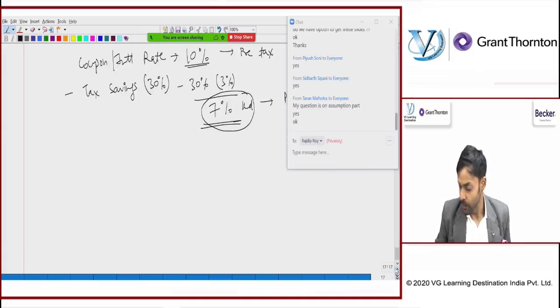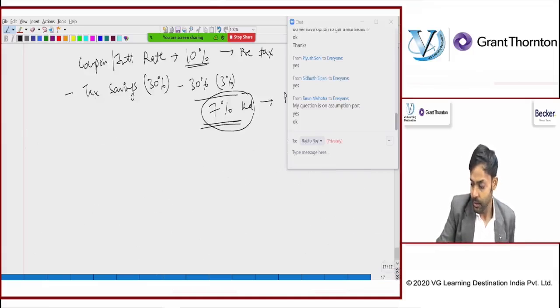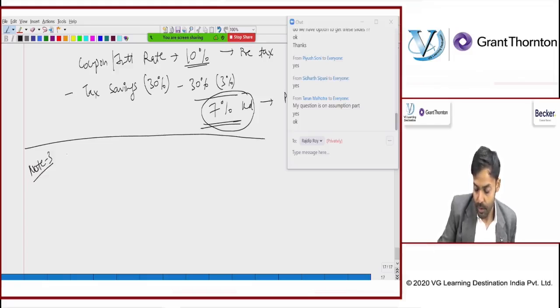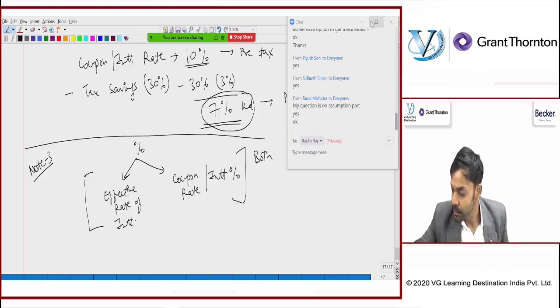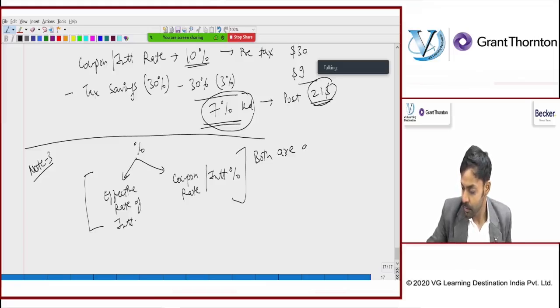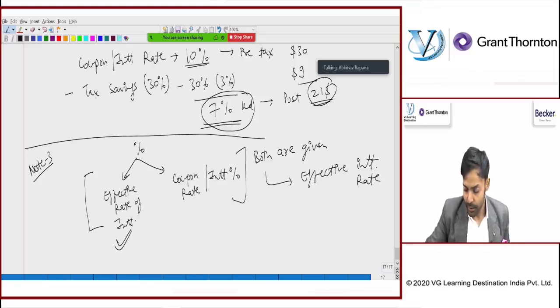Okay, so we have done 2 notes, and now note number 3. When the percentage is given, right? When you have the effective rate of interest, and you have the coupon rate also, or the interest percentage is given to you. If both are given, herein you should use the effective interest rate. You will use the effective interest rate, not the coupon interest rate. I'll discuss what the effective interest rate is, right?